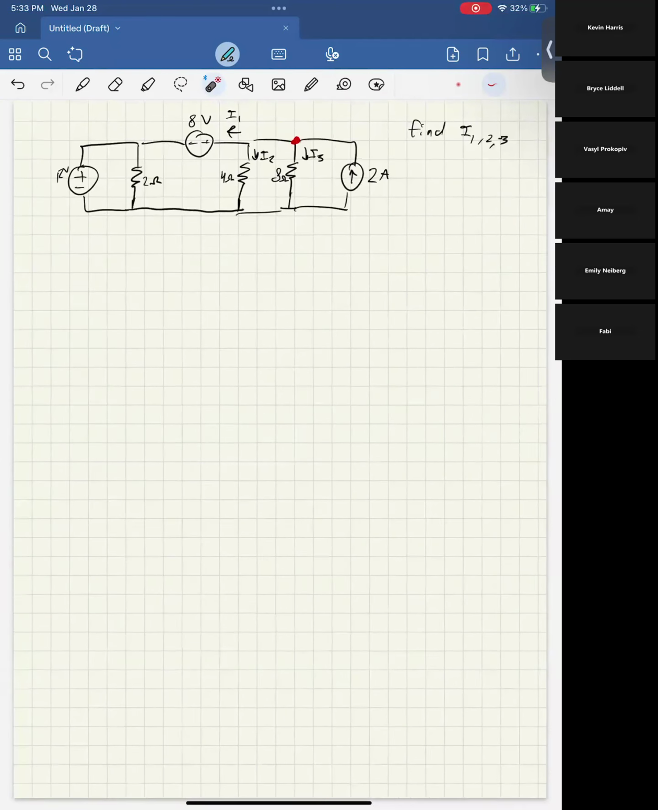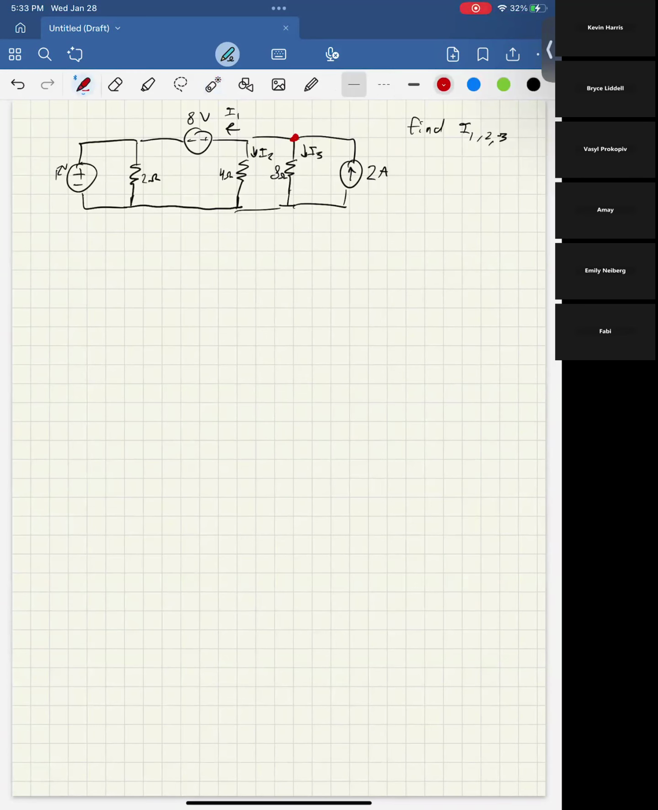So here we actually have 4 terms in a KCL equation. So remember our convention that currents going in are negative and currents going out are positive. So at this node, we'd have, let's say, negative 2 amps, and then plus I1, plus I2, plus I3 equals 0. So that's one equation, right?